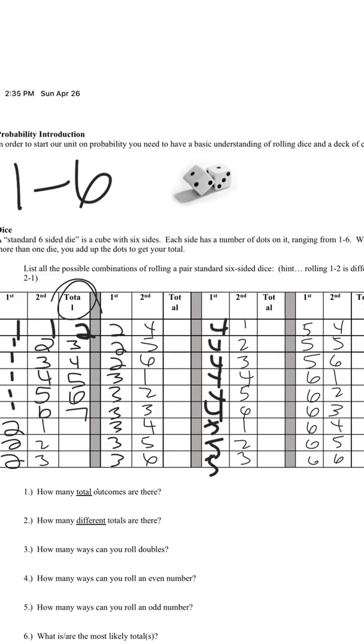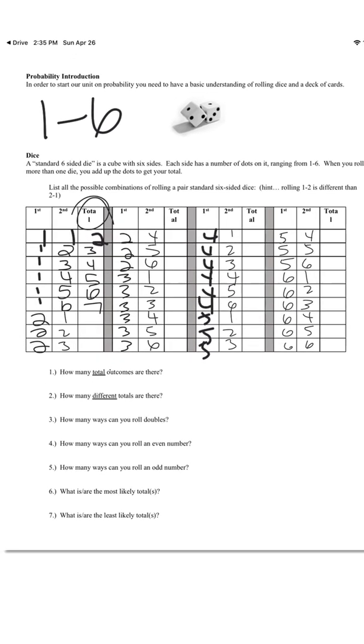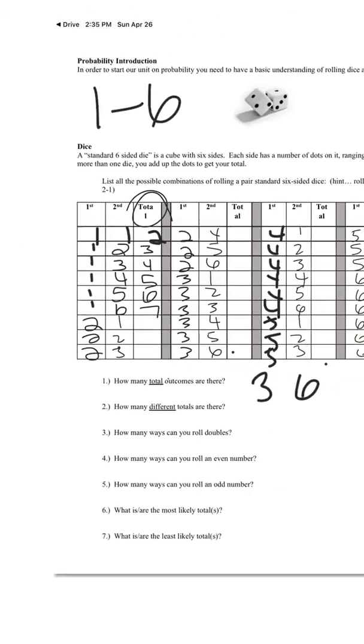How many total outcomes are there? Well, I can tell you because this is the whole list. We have 9, 9, 9, and 9. 9 times 4. 36. Good. How many different totals are there?